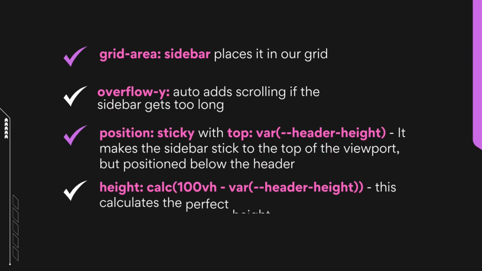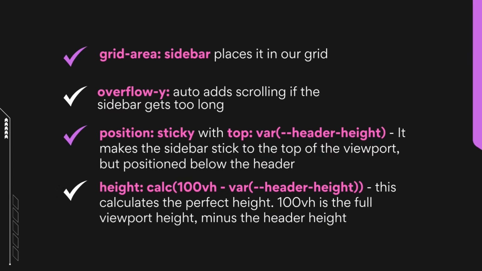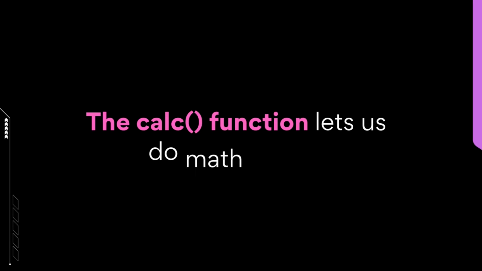Height, calc 100vh minus var header height. This calculates the perfect height. 100vh is the full viewport height minus the header height. The calc function lets us do math in CSS. It's incredibly useful for these kinds of layouts.